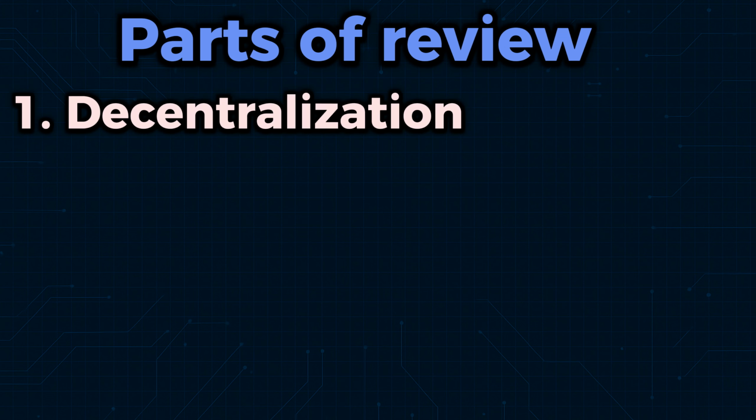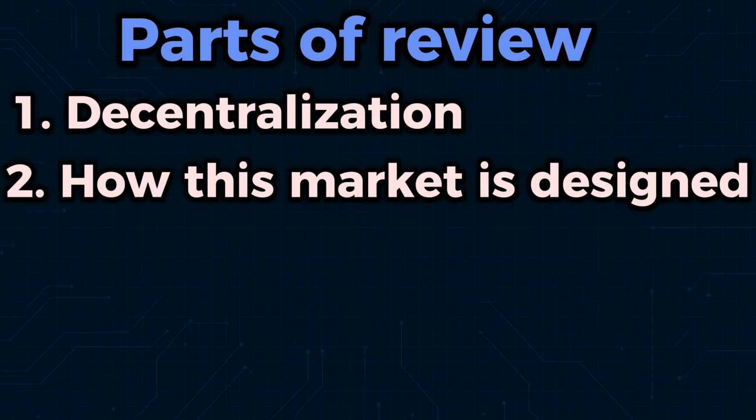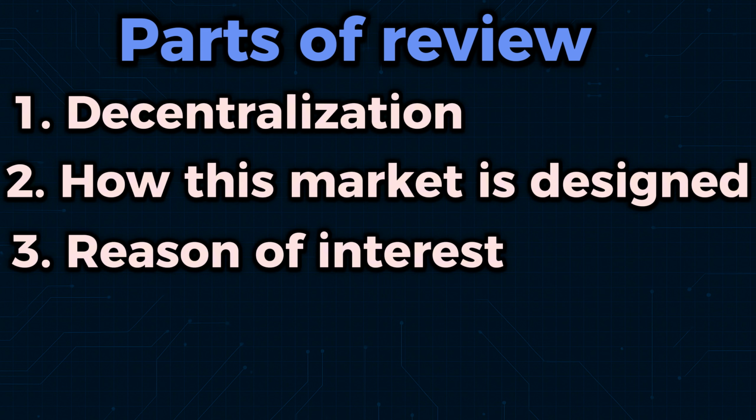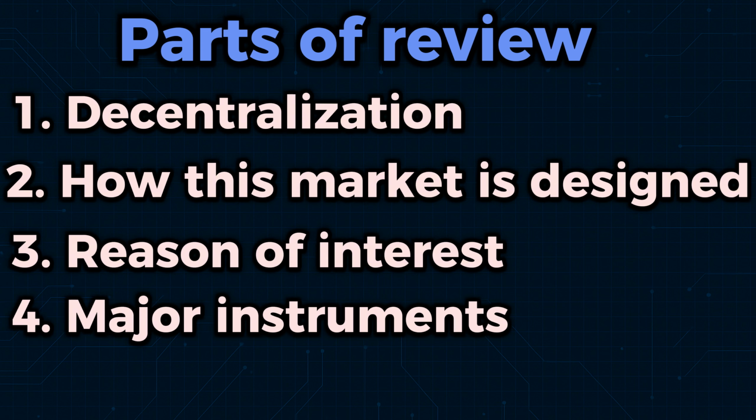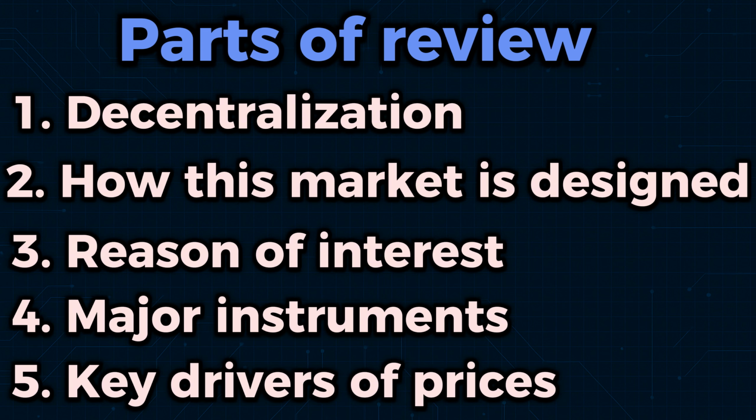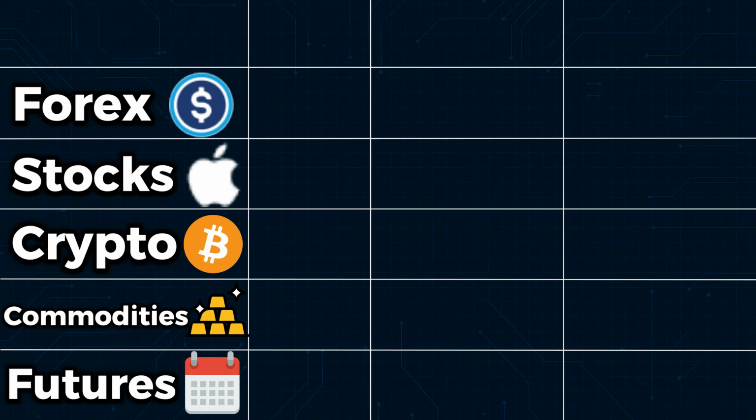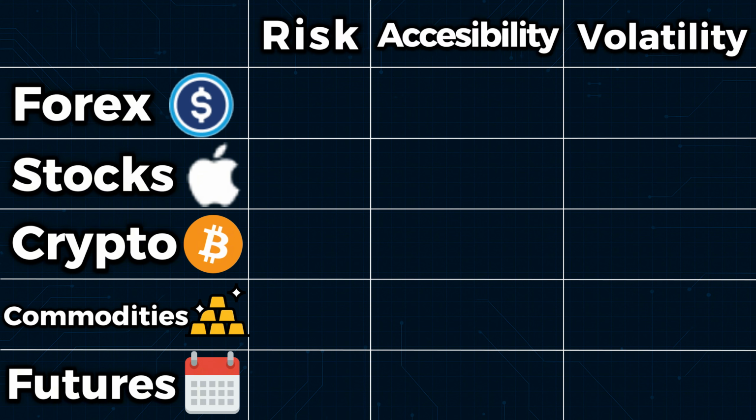In this video, we'll discuss the difference between markets: the Forex, the stock exchange, the crypto, the commodities, and the futures markets. In the review, we'll include decentralization, how this market is designed, why people are interested in this market, major trading instruments within the market, and key drivers of instruments prices. At the end of every review, we'll grade each market by risk, accessibility, and volatility.